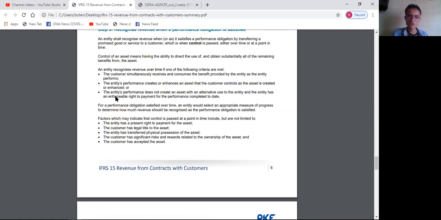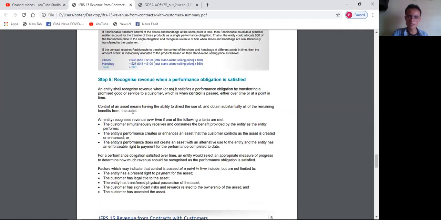Then control of an asset, this is what I've said. So we have the right, the ability to direct the use of and obtain the benefits. But as what I've also said, it's not only the benefits. We also include here the downside, which would be bearing the risks and also embracing or accepting the losses.